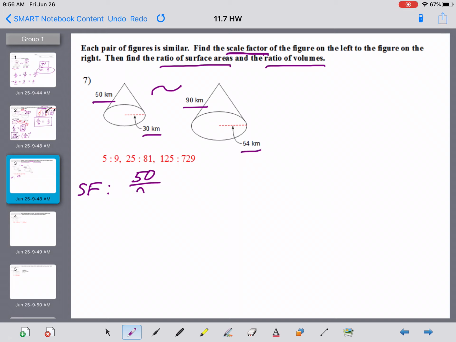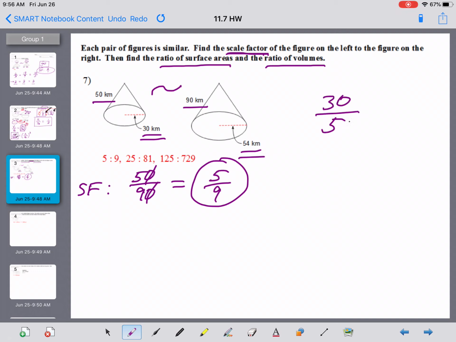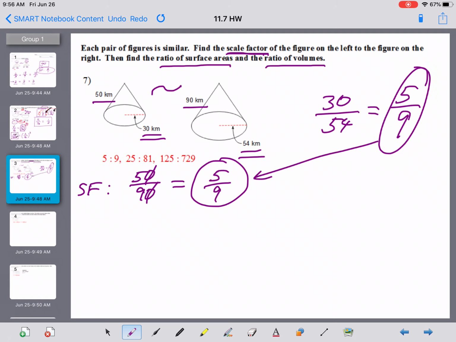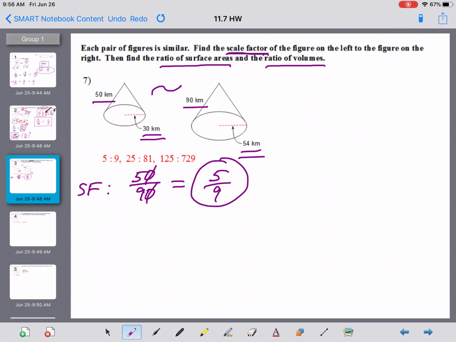So I'm just going to go 50 over 90, and I'm going to simplify that fraction, and I really hope everybody at this level can do this without a calculator. You just divide by 10 and cross out that 0, and you end up with 5/9. That doesn't simplify any further, so that's your scale factor. Now, by the way, if you had chosen to do the 30 and the 54, the greatest common factor of those two numbers is 6. 30 divided by 6 is 5, and 54 divided by 6 is 9, and lo and behold, you get the exact same answer. So that shouldn't surprise you. If the figures are similar, you're going to get the same scale factor either way.